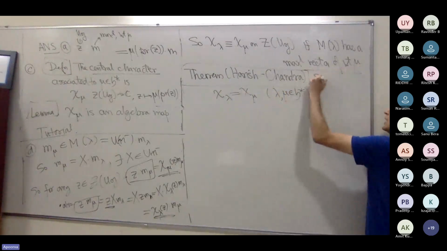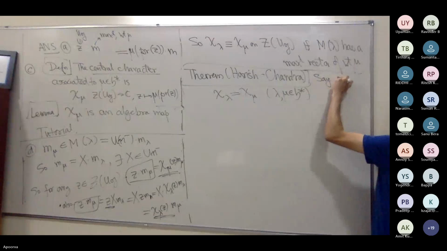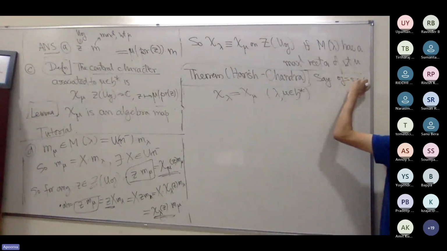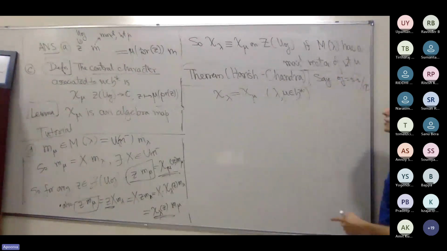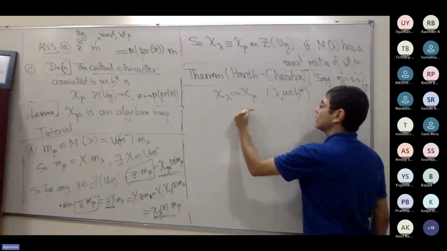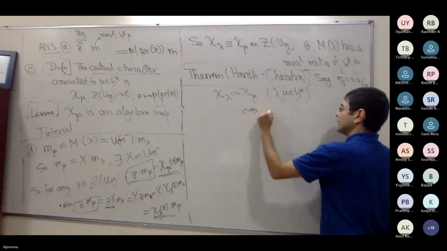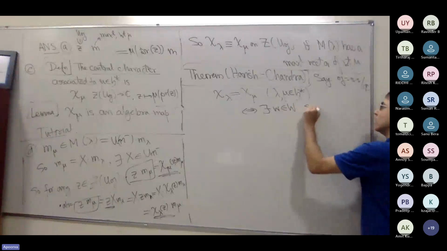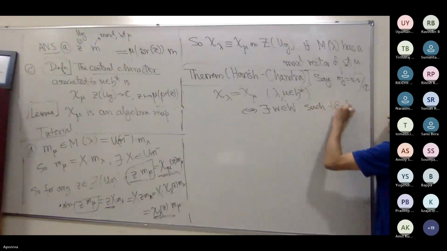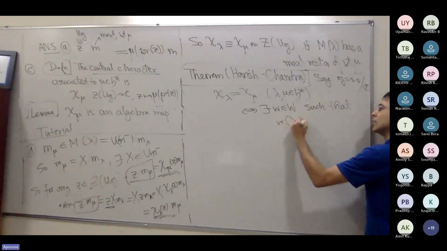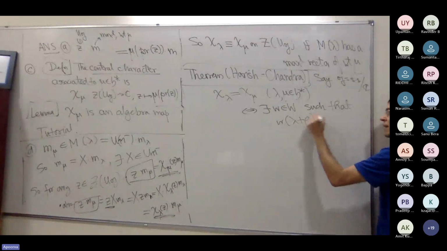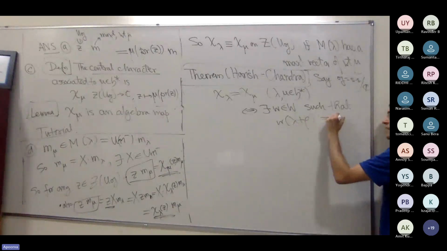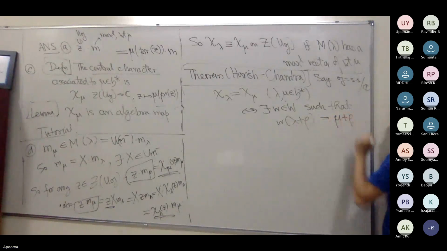So of course, the group G is semi-simple. This happens if and only if there exists a Weyl group element W such that W lambda and mu are essentially in the same orbit of the Weyl group.